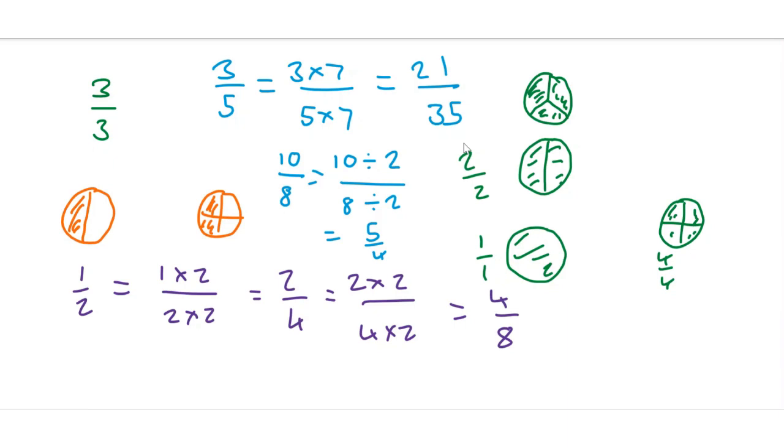It's quite useful, and if they say write your fraction in the simplest form, what they mean by that is write it so that it can't be made into an equivalent fraction with smaller numbers. Okay, so for this example, we've written 10/8 in the simplest form because we can't divide 5 or 4 by the same thing anymore and still have whole numbers.